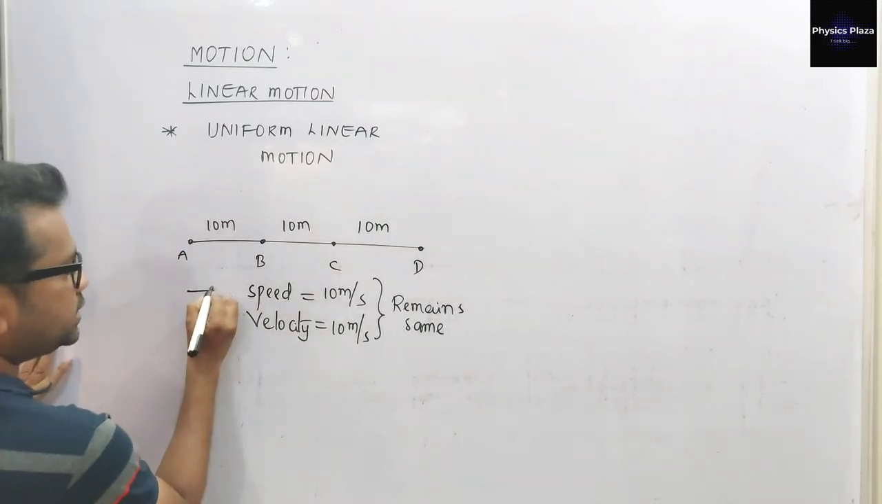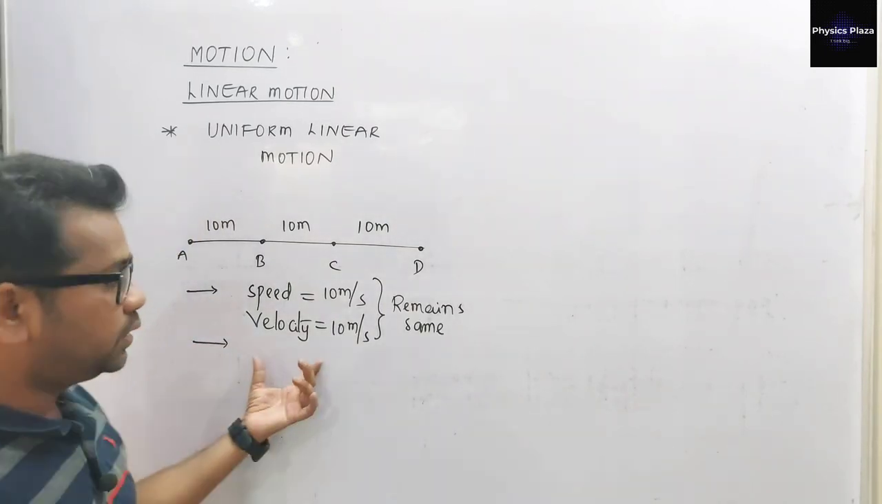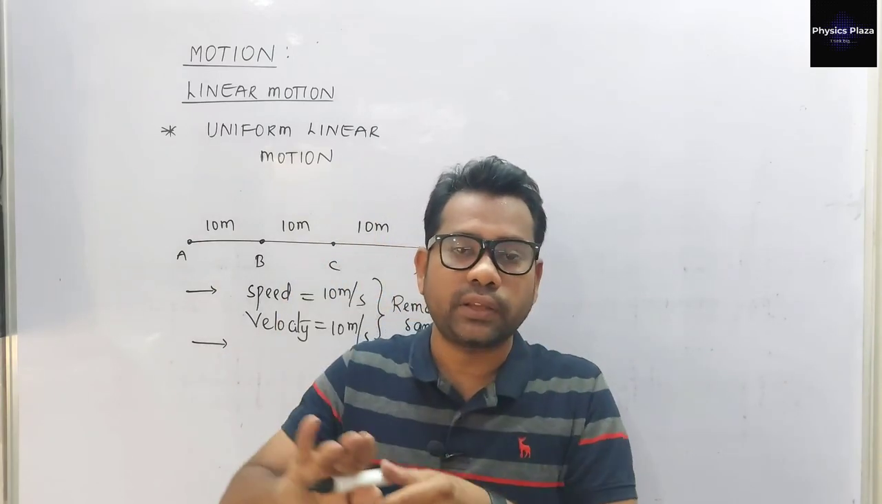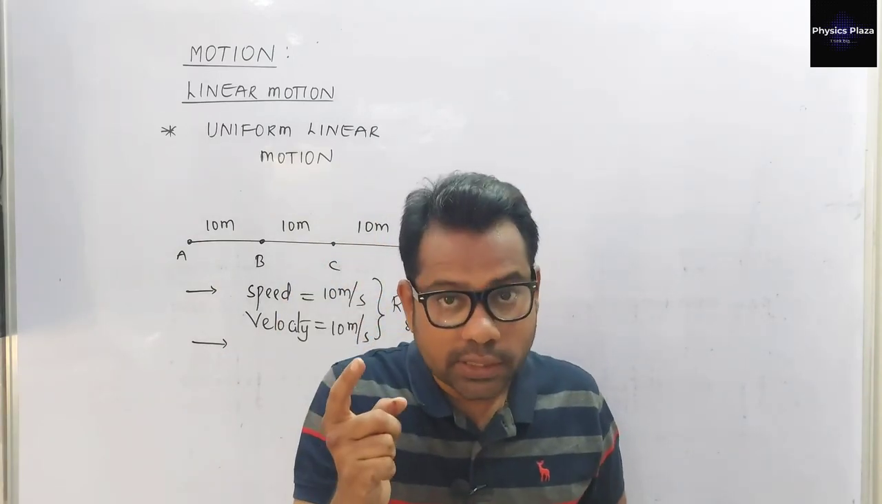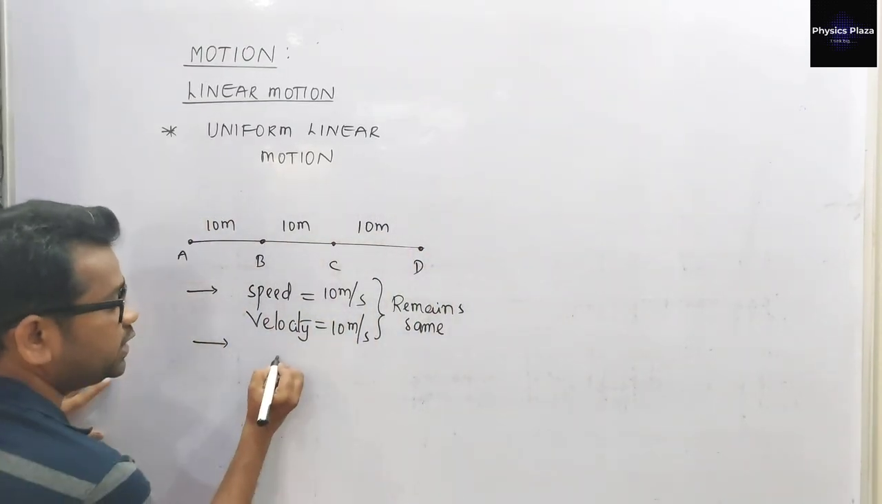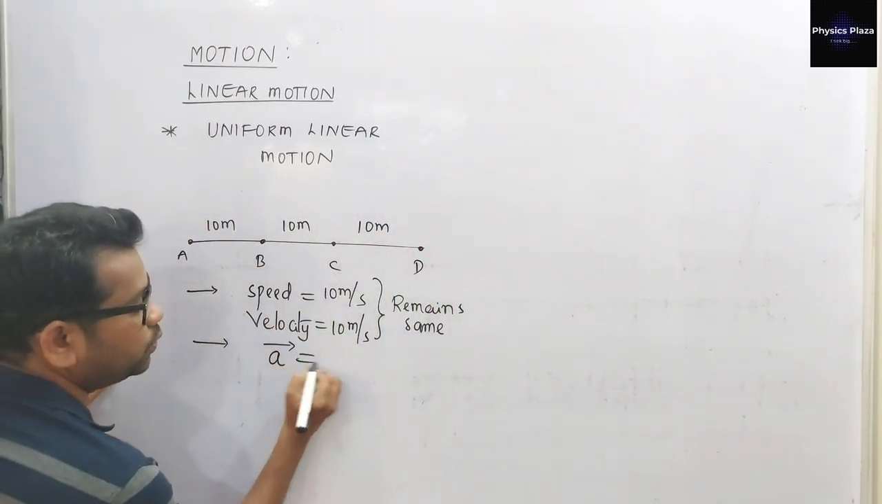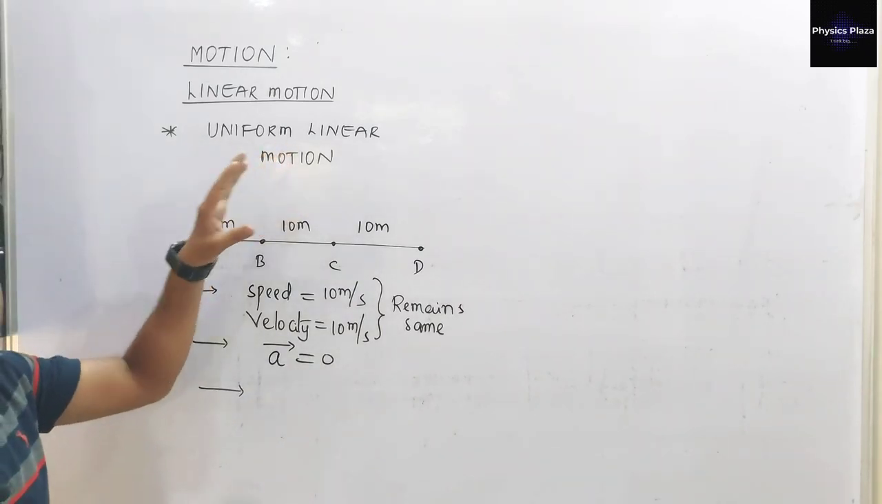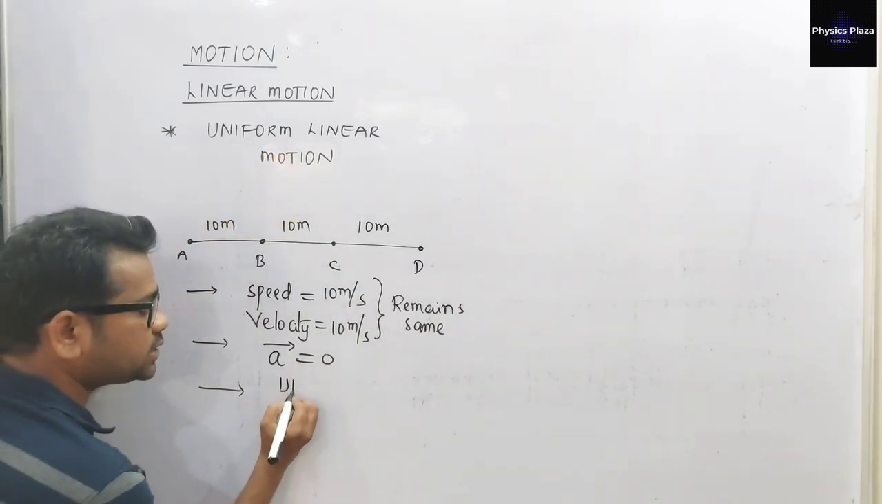Children, as there is no change in velocity, will there be any acceleration? Children, what is acceleration? The rate of change of velocity. Whenever there is a change in velocity, there will be acceleration. But here velocity remains the same. So children, here acceleration is zero. So as acceleration is zero, this uniform linear motion is also called unaccelerated motion.